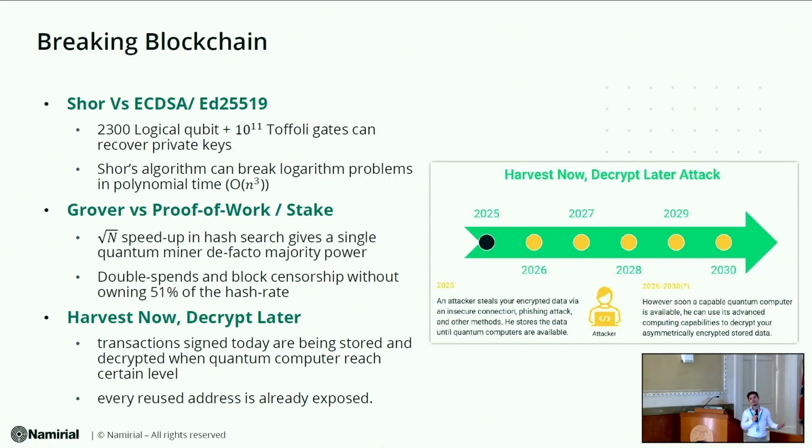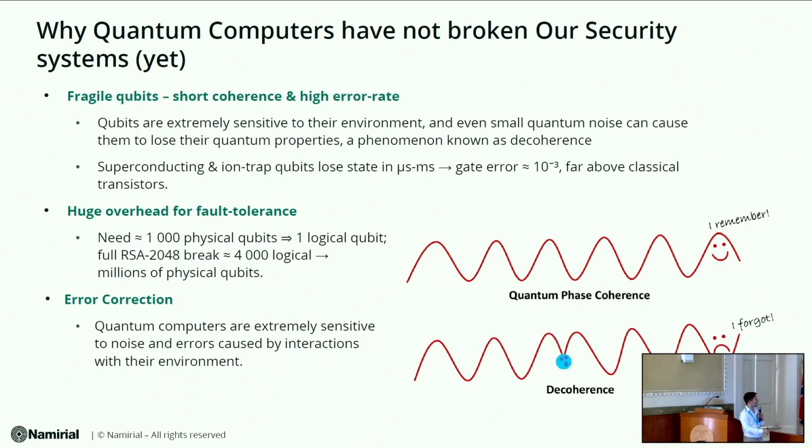And then with the private key, you can fakely sign some type of transaction in order to steal our cryptocurrency. So why have quantum computers not broken our security system? That's because quantum computers have some real problems right now.